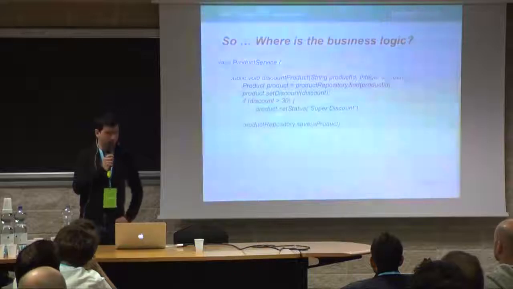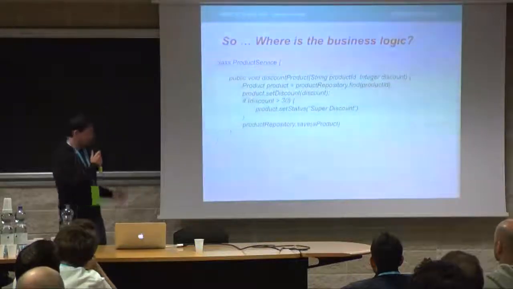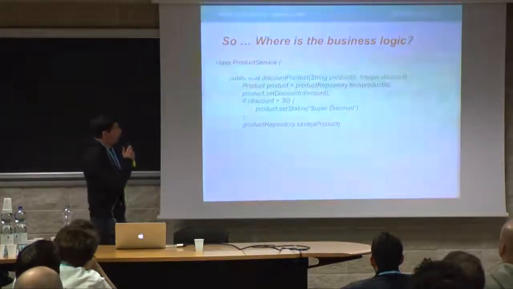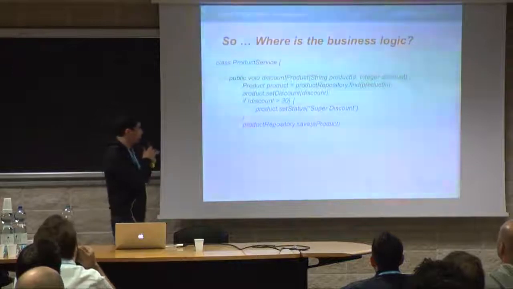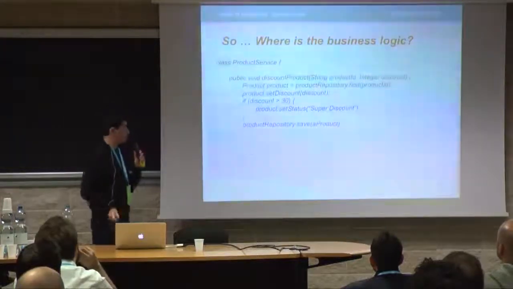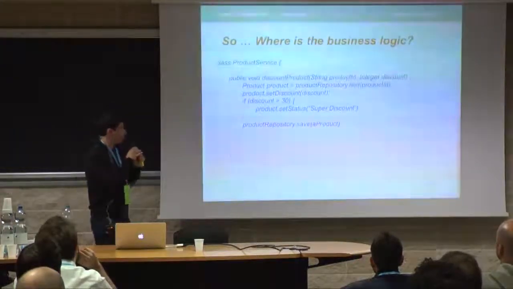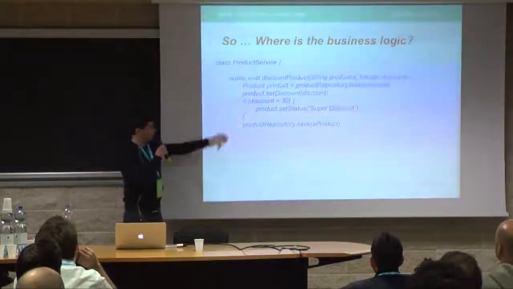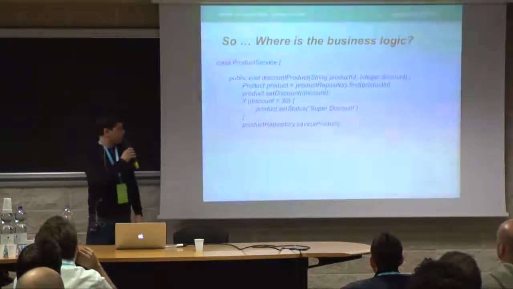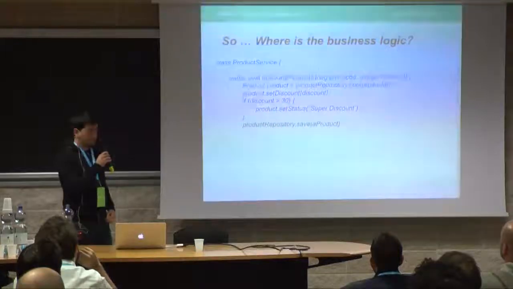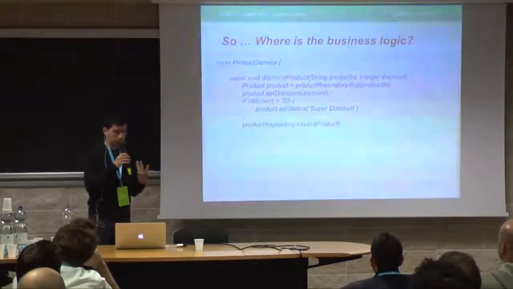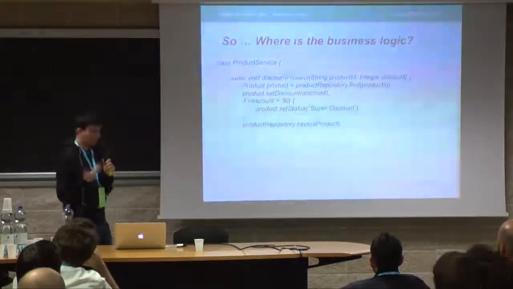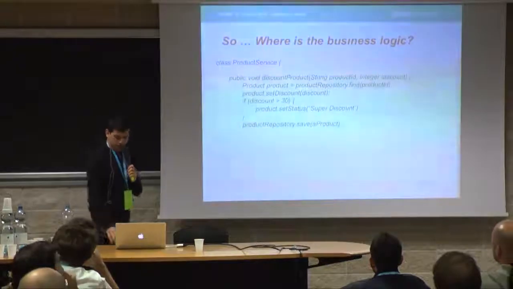We usually put the business logic in services, like this. Here's a discount product example. So you get the product, you do this part, these lines here, they are the business logic of the product object, but they're leaked, they're in the service now.